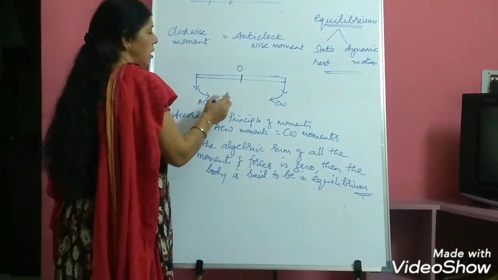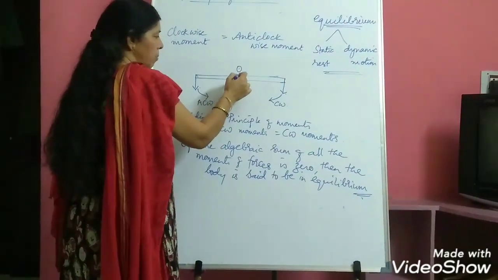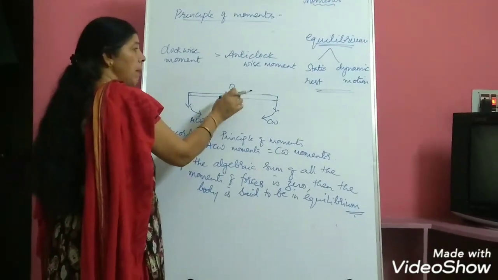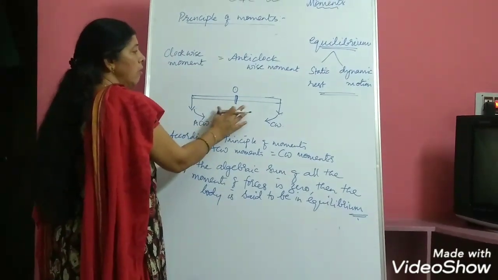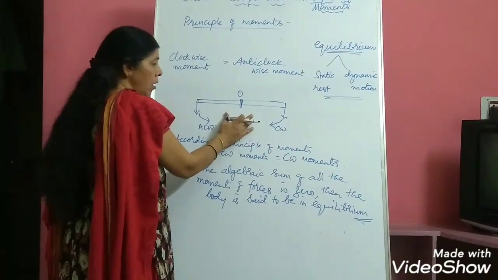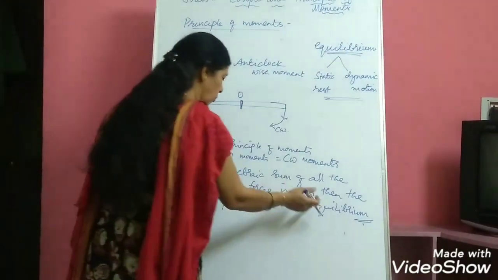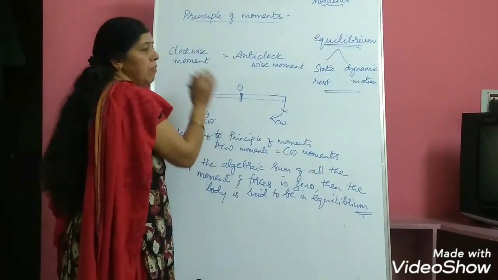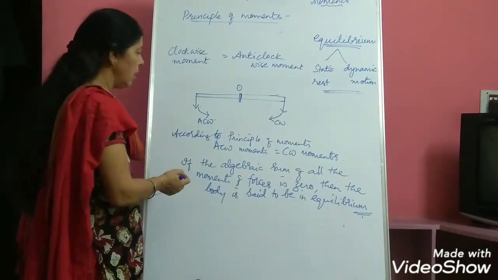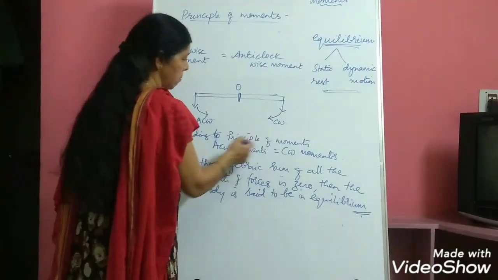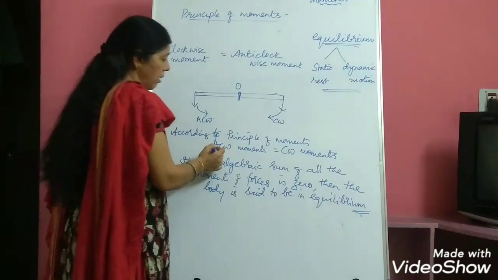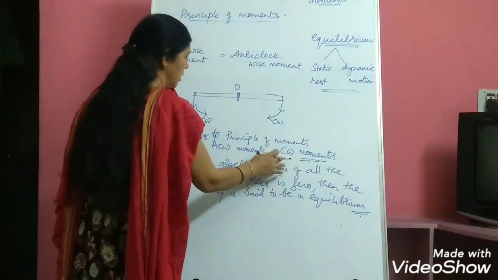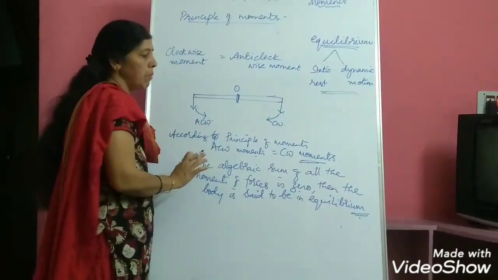So always remember, whenever a body has to be in equilibrium condition, a number of forces will be acting on the body, but the resultant of all the forces will be equal to 0, and the algebraic sum of all the forces acting on the body will be equal to 0. In such cases, the body will be in equilibrium condition, and this is what the principle of moments says. So anti-clockwise moments will always be equal to clockwise moments. If you have this, then the body will be in equilibrium condition.